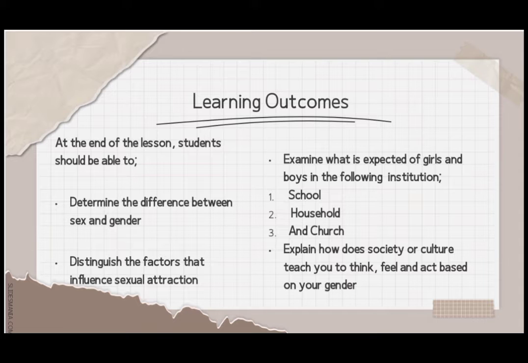At the end of the lesson, students should be able to, number one, determine the difference between sex and gender. Second, distinguish the factors that influence sexual attraction. Third, examine what is expected of girls and boys in the following situations: school, household, and church. Lastly, explain how society or culture teaches you to think, feel, and act based on your gender.